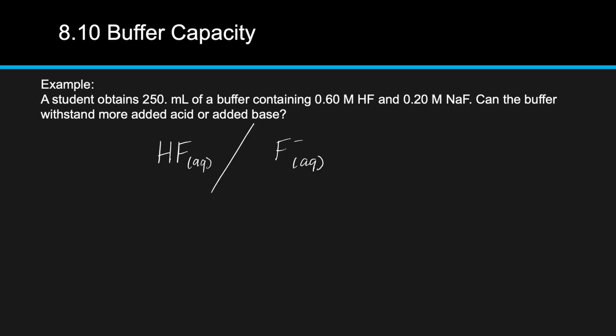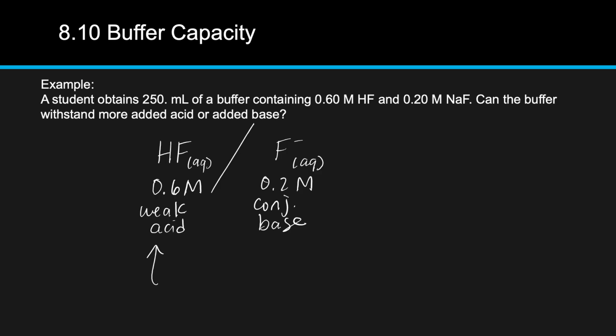Now, from the information given in this problem, we see that we have 0.6 molar of our weak acid, and we have 0.2 molar of our conjugate base, which means we have significantly more of our weak acid. And because we have more acid than base, that means we can neutralize more base. So the answer to this question is this buffer can withstand more added base than it can added acid.